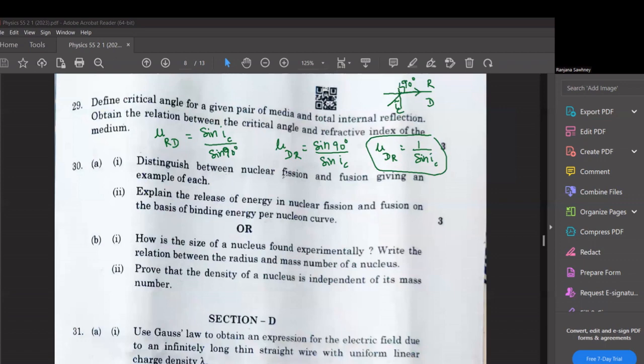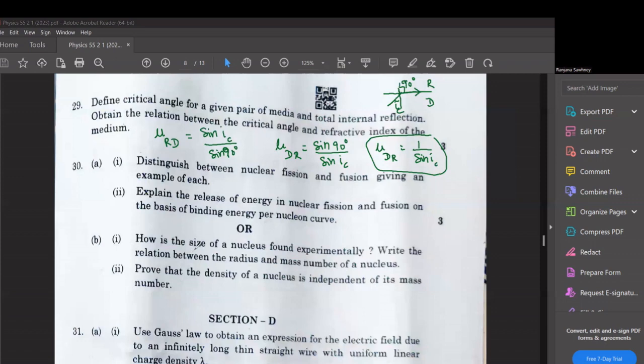Next question, distinguish between nuclear fission and fusion with one example of each. I think all must have done, very simple. The release of energy in nuclear fission and fusion on the basis of the binding energy per nucleon. We know that the binding energy per nucleon of the products in any of the nuclear reaction will be greater than that of reactants.